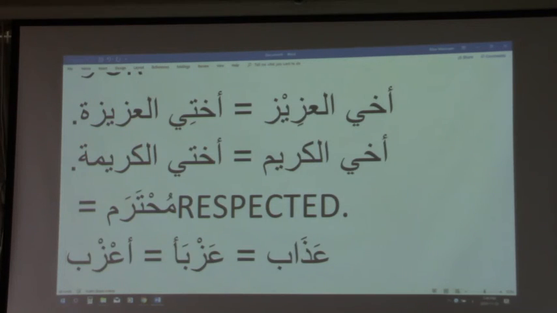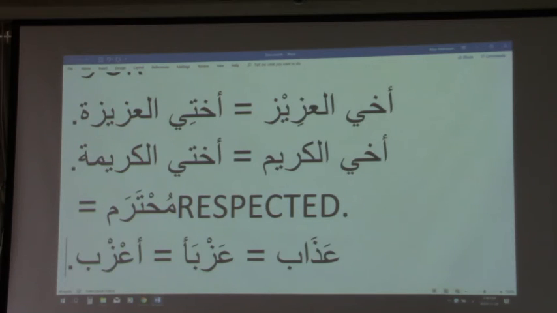So, what is adab? Punishment. And azba for female, azab for male, means a non-married person. Right? So okay, what's the word adab? Punishment. And azba and azab means bachelor, non-married.